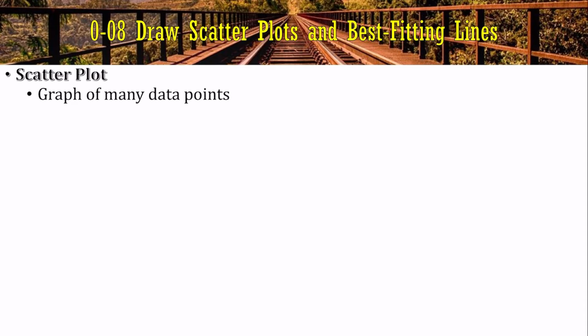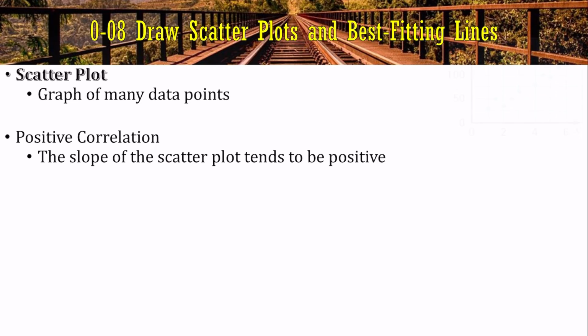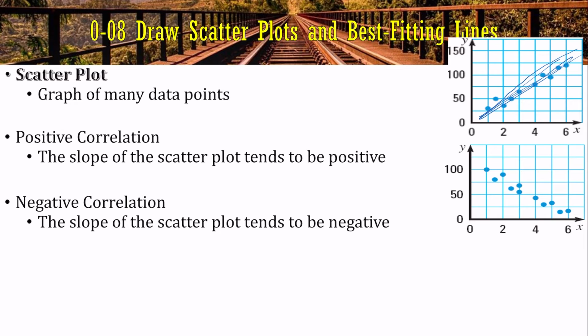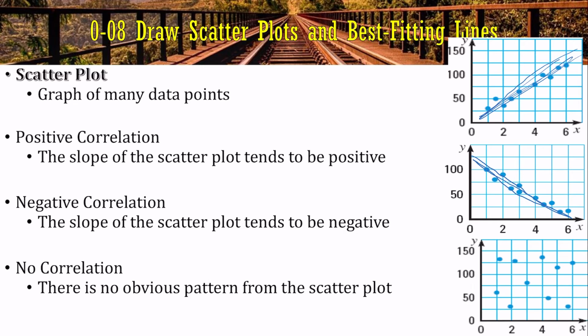A scatter plot is a graph of many data points. We say the scatter plot has positive correlation if the slope of the scatter plot tends to be positive, like that. It would have a negative correlation if the slope of the points appears to be negative. It has no correlation if there's no obvious pattern from the scatter plot.